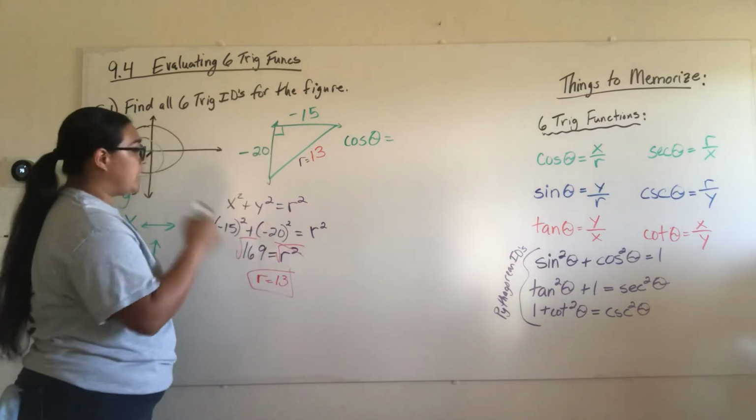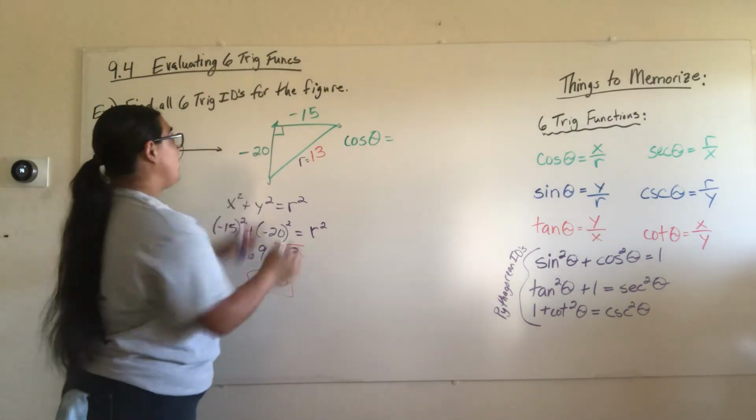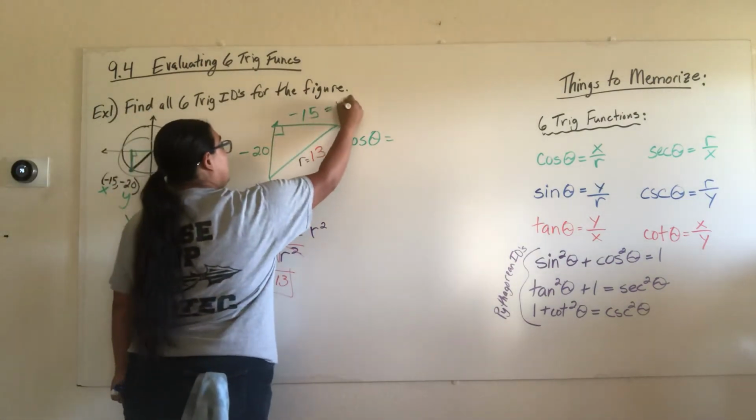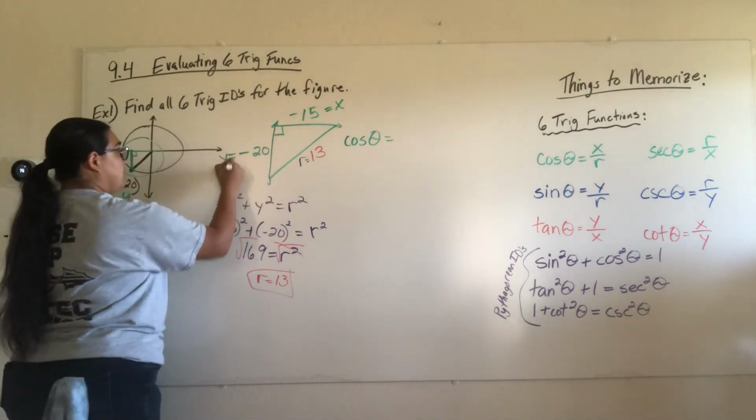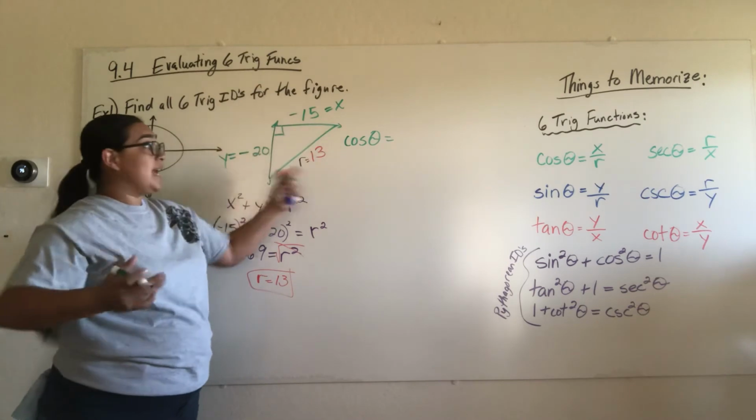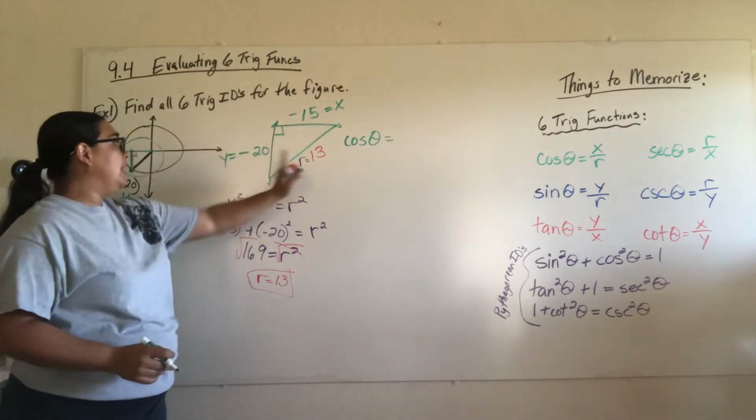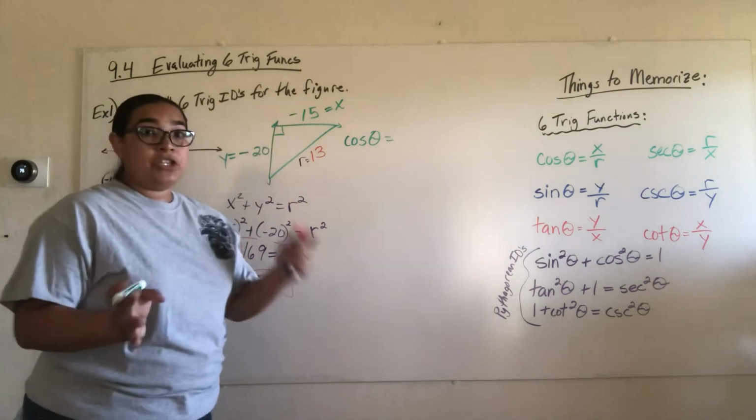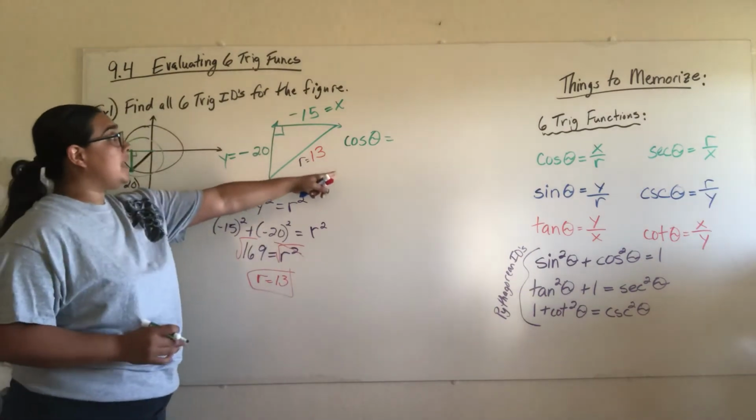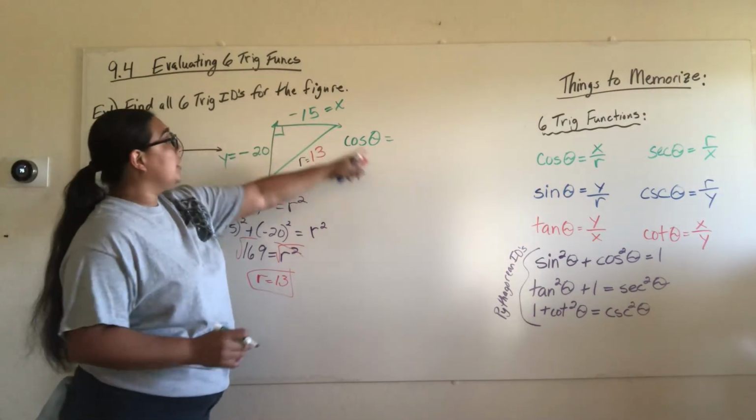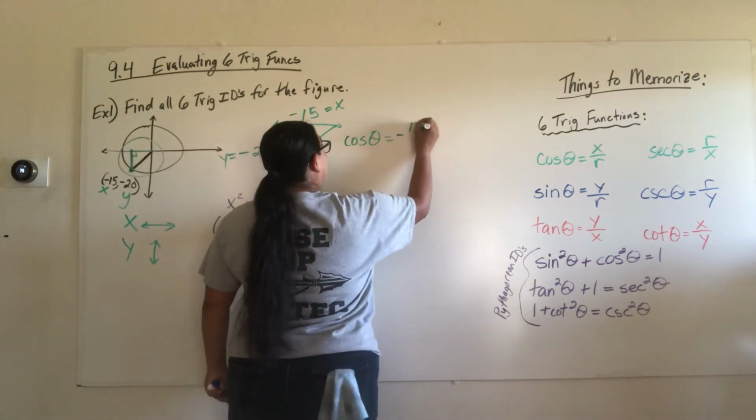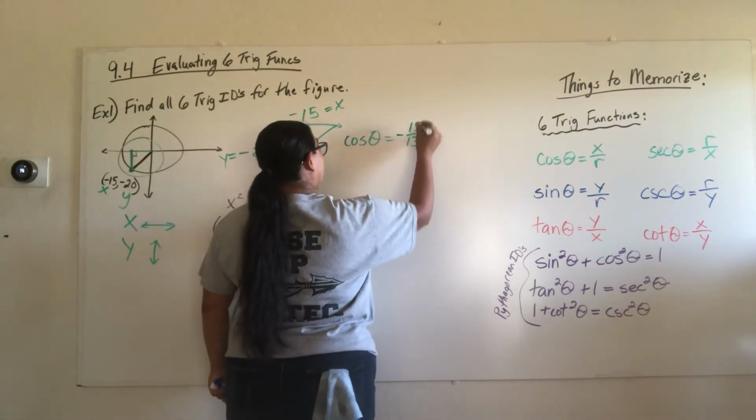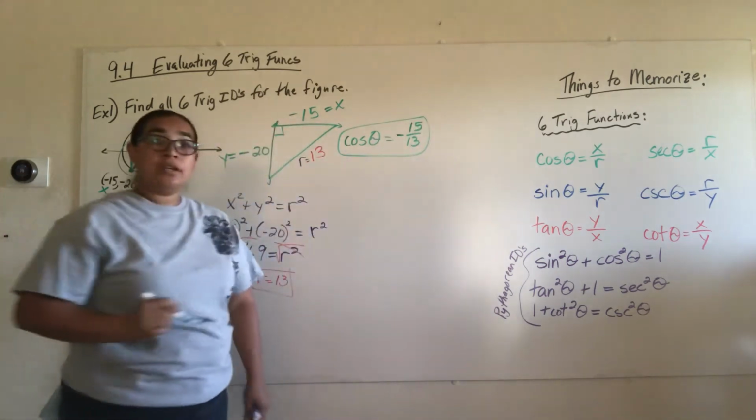So let's come back over here. I guess I should have labeled these. Remember, x goes side to side, so maybe I should have put a label there, x. And same thing here, I should have labeled this y, so we don't get confused. Like, what's x and y? That's x, that's y, that's r. I have all my information ready to go. All right, so cosine theta is x over r, so that's negative 15 over 13. Okay, there's one trig function.